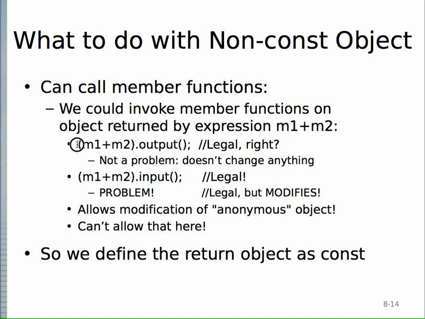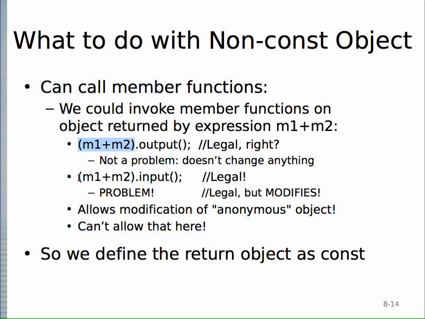Since M1 plus M2 is an object, we can put parentheses around it and say dot output. Let's say we haven't shown it, but we're assuming that all it does is print to the console. In that case, nothing is a problem. It doesn't really change anything in the object that this addition returns.